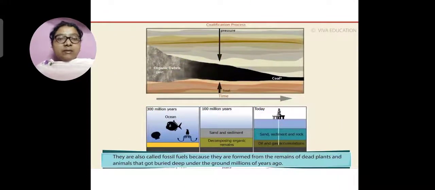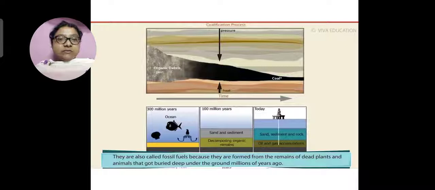How are they made? They are made from the dead remains of plants and animal waste. When these remains of dead plants and animals get buried deep inside the earth's surface, after millions of years they turn into natural fuels, and they are also called fossil fuels.